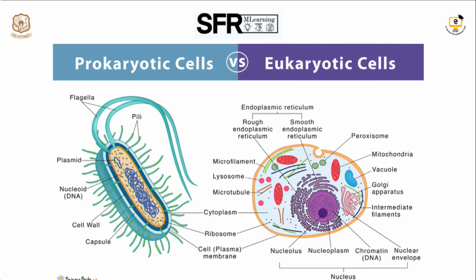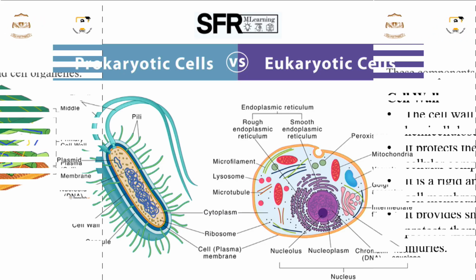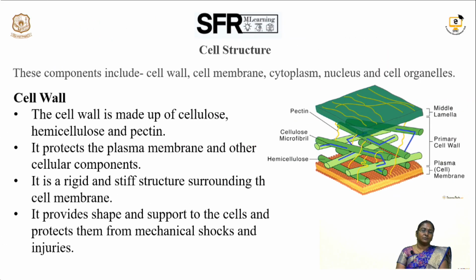This is the pictorial representation of the prokaryotic cells and the eukaryotic cells. Prokaryotes are the unicellular organisms which have a minimal number of cell organelles, whereas eukaryotes are found in the multicellular organisms. They have n number of cell organelles within them, and each one is performing its own function. So coming to the cell structure, it includes cell wall, cell membrane, cytoplasm, nucleus and the cell organelles. Let us see one by one.